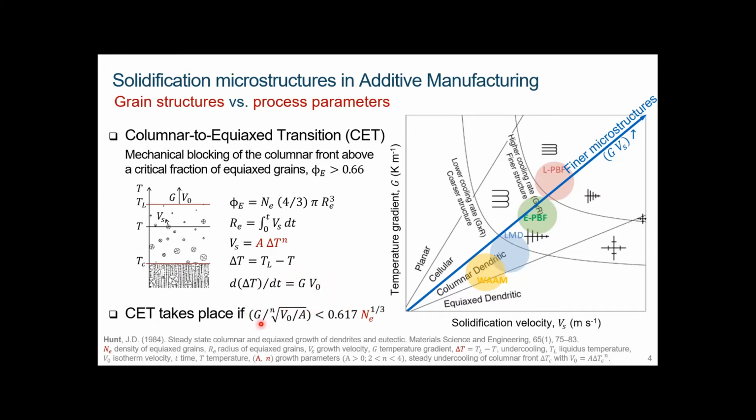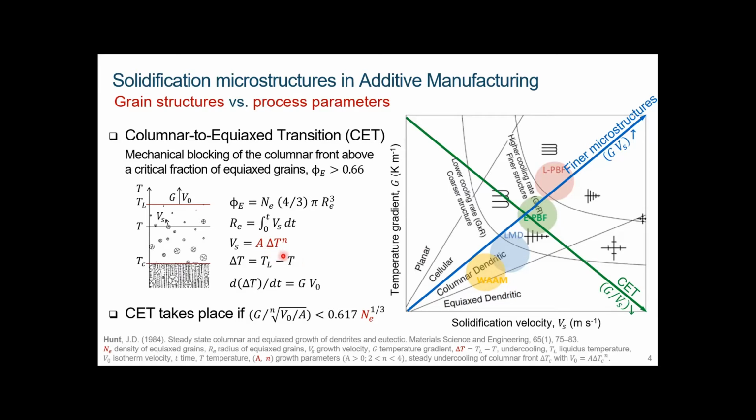And so you get this criterion that tells you basically that if the ratio between the gradient and the velocity decreases, then you get equiaxed structures. And so this is symbolized by this row here, G over V. If this quantity decreases, you go from columnar to equiax structure.